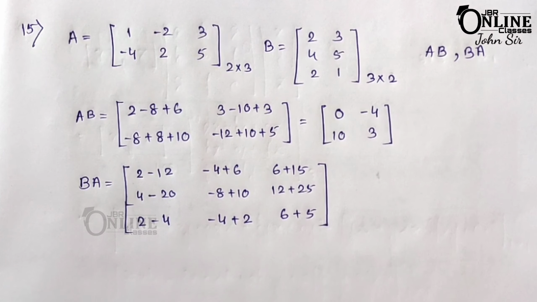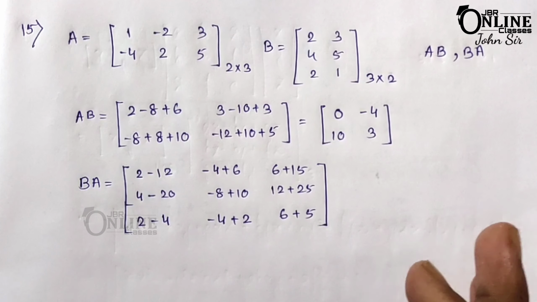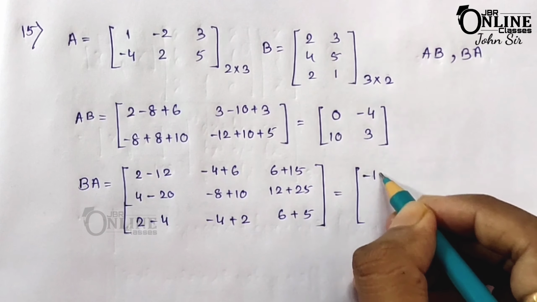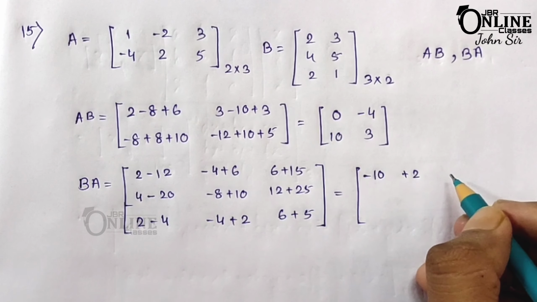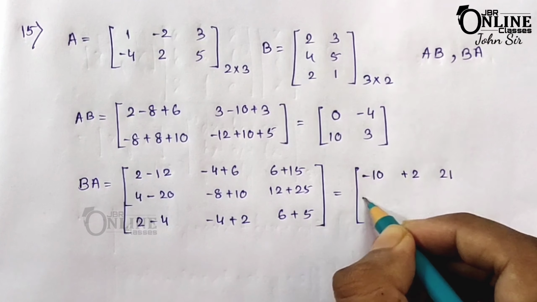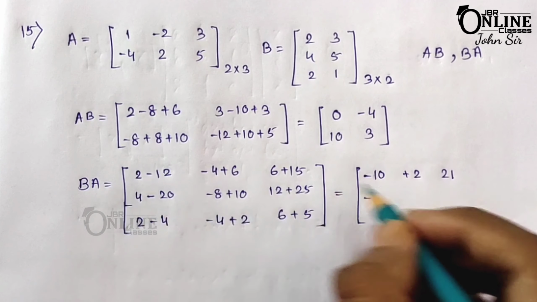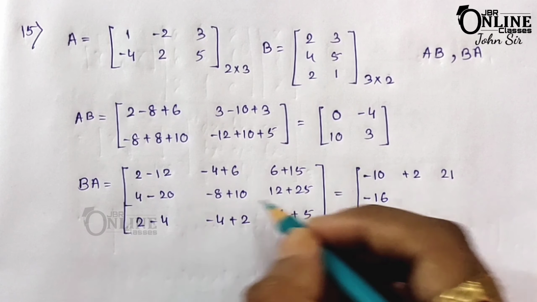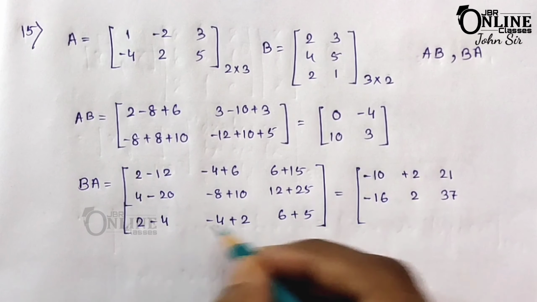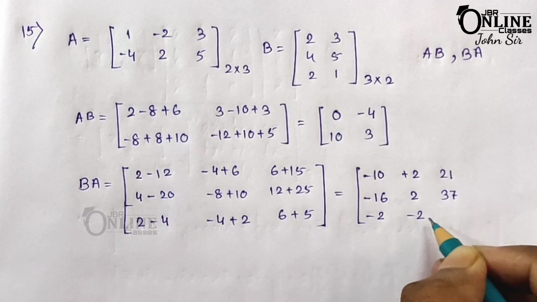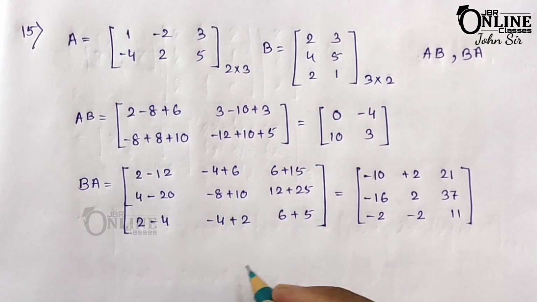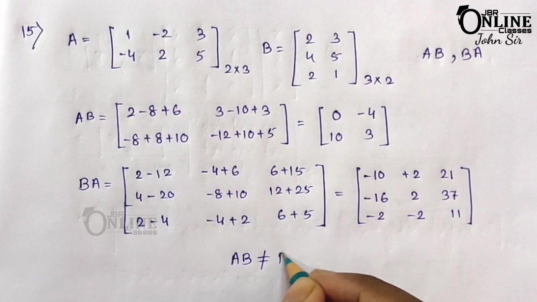Okay, so you have to be very careful whenever you multiply the matrix. So that equal to here minus 10 plus 2, and the last one will be here 16, that means 21. So here also minus 20, and here 4, so it will be 16, and then here 2, and here will be 37. Next one minus 2, here also minus 2, and this one will be 11. Okay, so that means here AB not equal to BA.